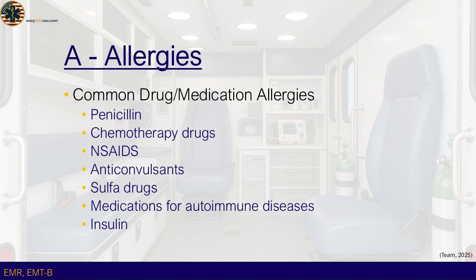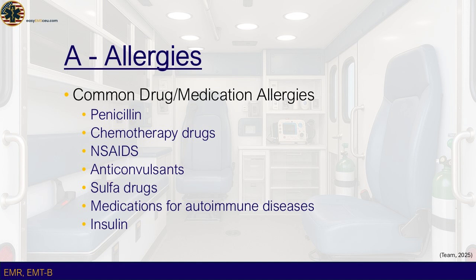Some of the most common drug or medication allergies are to penicillin, an antibiotic commonly used in the treatment of pneumonia and respiratory infections. This allergy can develop in childhood, but can also be outgrown. Chemotherapy drugs, nonsteroidal anti-inflammatory drugs, or NSAIDs, such as aspirin or ibuprofen. Patients with aspirin allergies are typically also allergic to other NSAIDs.